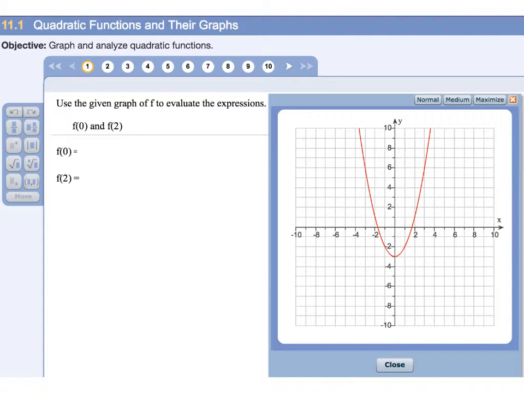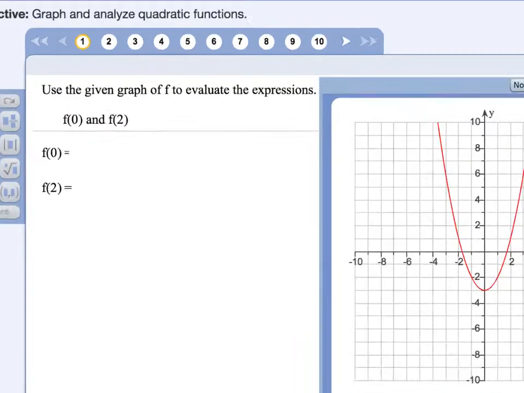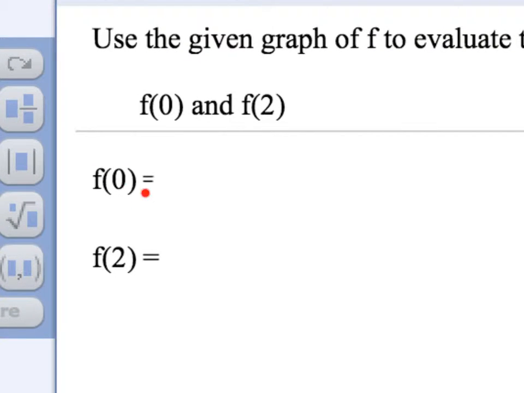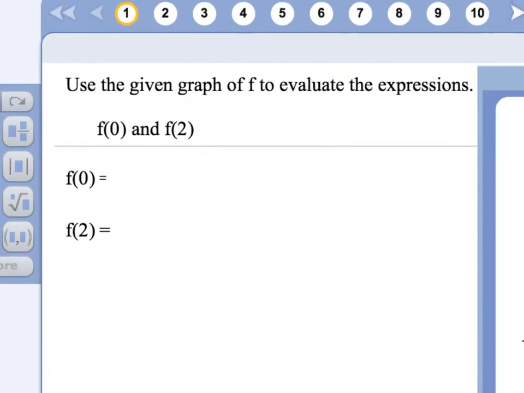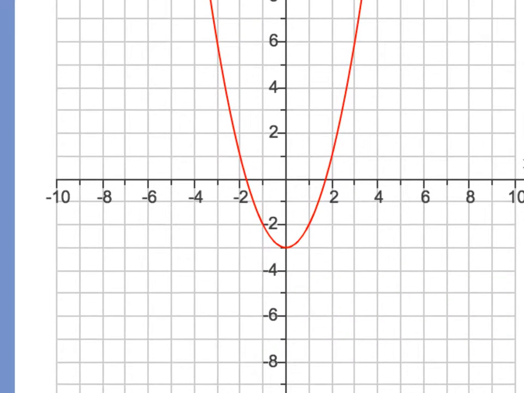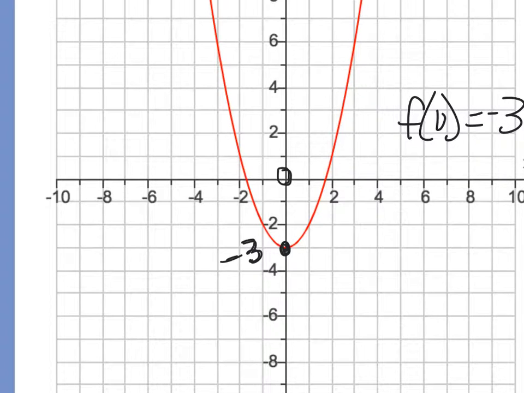The idea is, on this question, if you want to find out f of 0 or f of 2, what that means is what is the value of the graph when x is 0, and what is the value of the graph when x is 2. So we're going to go over here and look. We can see that when x is 0, y is down here at -3. That tells you that f of 0 is -3. They're saying when x is 0, y is -3.